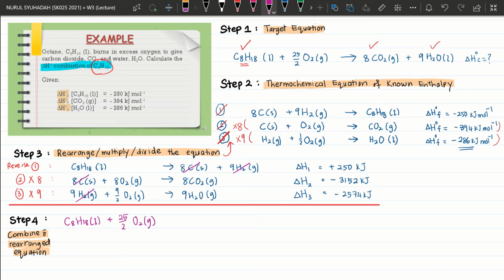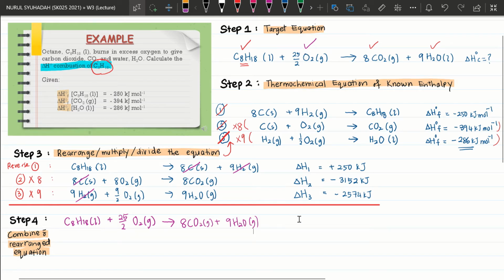See, we already settled the oxygen problem. Since there is no more substance or compound that we can cancel or add together, complete our equation. These are all the compounds on the left hand side, C8H18, oxygen, and then on the right hand side, 8 carbon dioxide gas plus 9 H2O gas. If you did the correct step in step 3, you will get the same equation in step 4 as the one on your target equation.